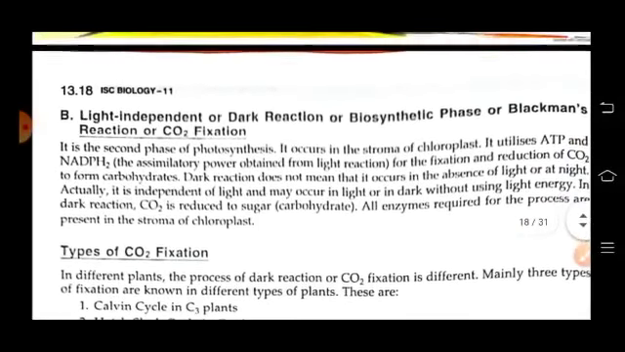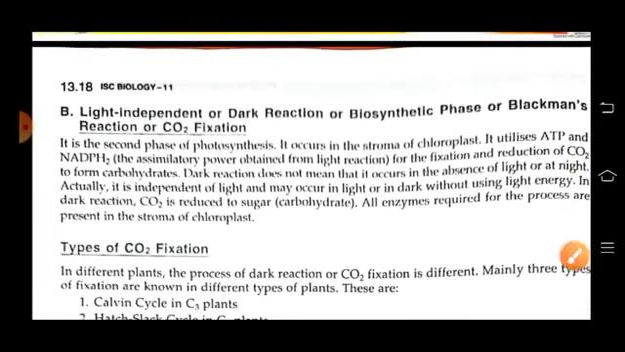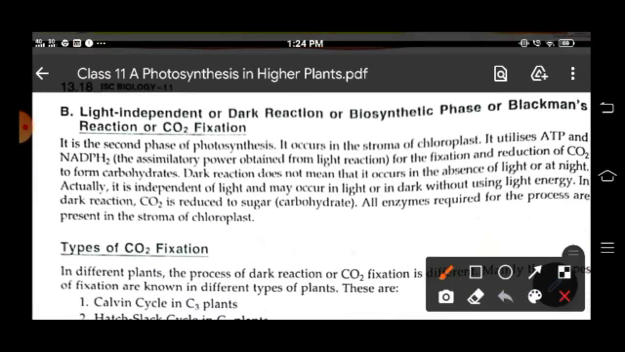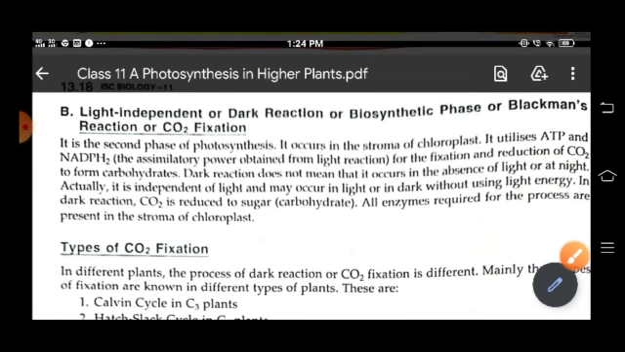Next is the light independent or dark reaction, or biosynthetic phase, or blackman's reaction, or carbon dioxide fixation, which we will learn in our next class.